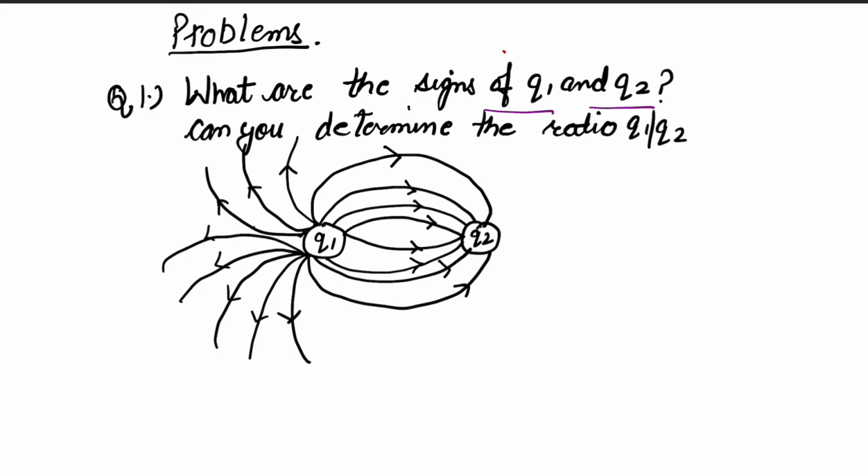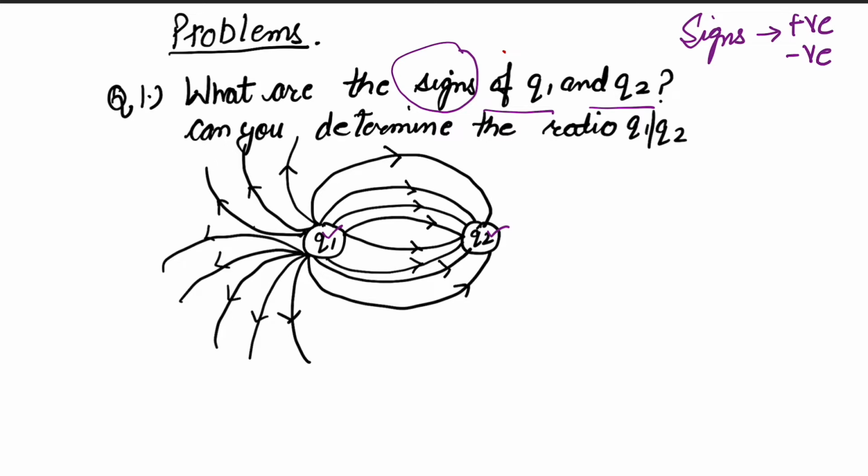You are given with this figure. This charge is Q1 charge. This is your Q2 charge. You are supposed to determine the signs of Q1 and Q2. For the signs, you have two options. The sign of the charge can be positive and the sign of the charge can be negative.